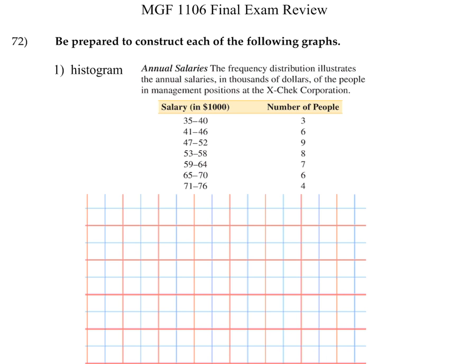Final exam review question number 72. Be prepared to construct each of the following graphs. Number 1, a histogram. This particular example deals with the annual salaries of people in management positions at the Exchequer Corporation. We're given some data involving intervals of salary in thousands of dollars and how many people are in each interval. And we want to construct a histogram reflecting this data.